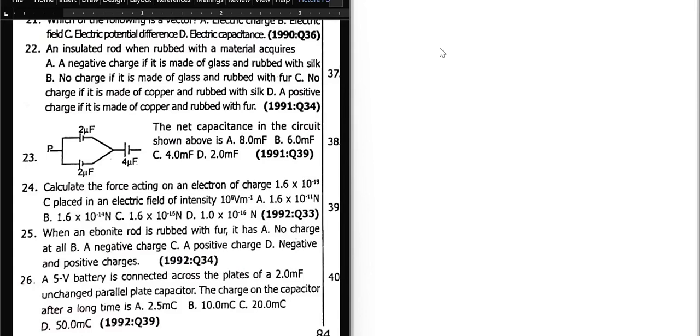Calculate the force acting on an electron of charge 1.6 times 10 raised to the power minus 19 C placed in an electric field of intensity 10 raised to the power 8 Vm minus 1. So what we're looking for is the force, and we already know from the previous question we solved that E is equal to F over Q.